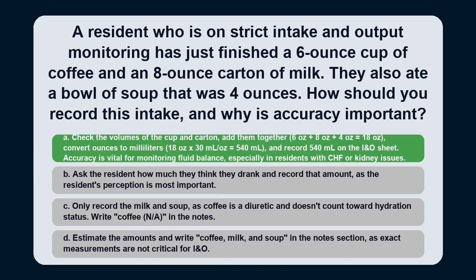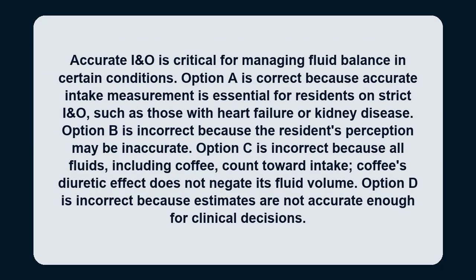The answer is A. Accurate I&O is critical for managing fluid balance in certain conditions. Option A is correct because accurate intake measurement is essential for residents on strict I&O, such as those with heart failure or kidney disease. Option B is incorrect because the resident's perception may be inaccurate. Option C is incorrect because all fluids, including coffee, count toward intake. Coffee's diuretic effect does not negate its fluid volume.